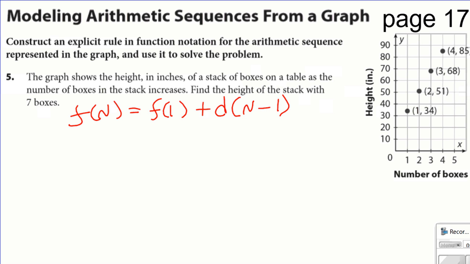Hello, thank you for checking out A1 Math, and today we're looking at modeling an arithmetic sequence from a graph. So let's begin.